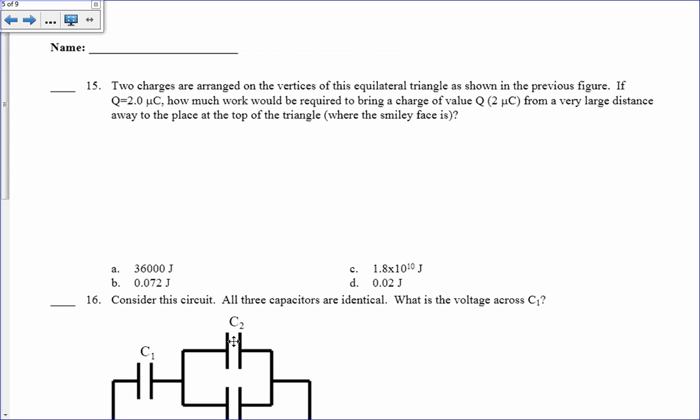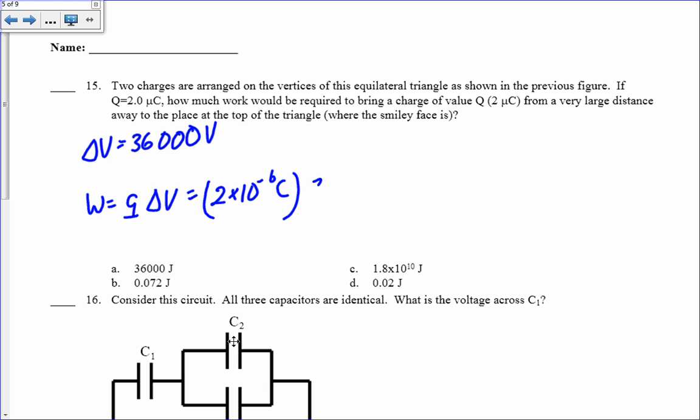And then I want to know, what if I bring in a charge from very far away to the place at the top of the triangle? All right, my change in potential will be 36,000. And my work done to bring that charge in is going to be Q times delta V. That's going to be 2 times 10 to the minus 6 coulombs times 36,000, which is 0.072. That is B for number 15.